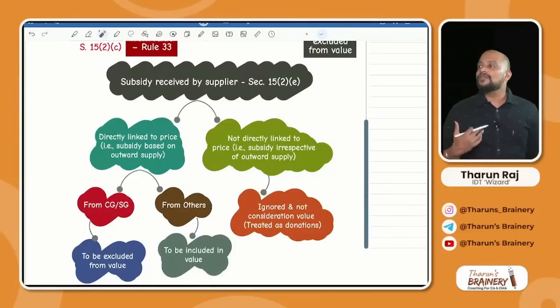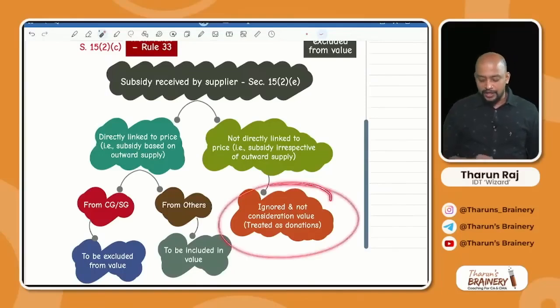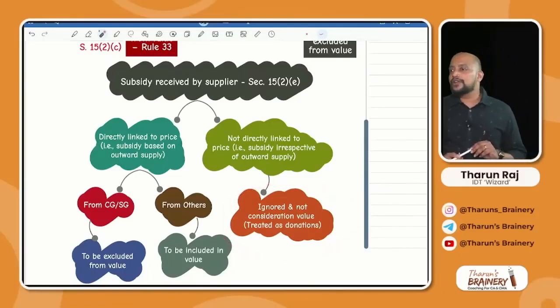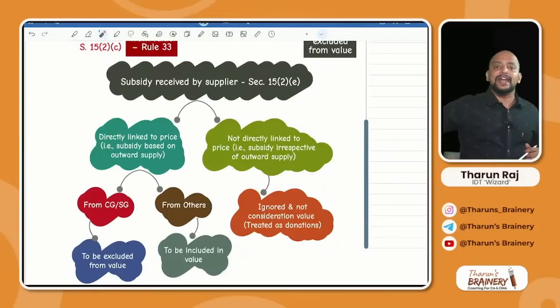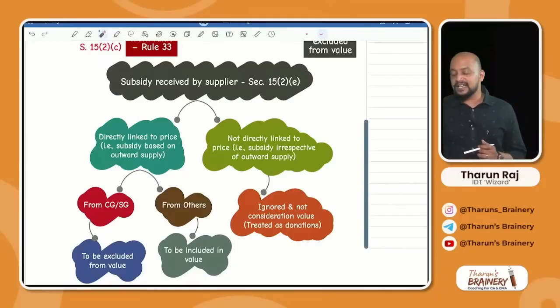When the subsidy is in no way connected to the price, it is ignored and not considered in value. Why should it not be considered in value? Because it's an independent activity. It will be treated as donations, like some donation which is received, conditional donation, unconditional donation. In that category it will come.